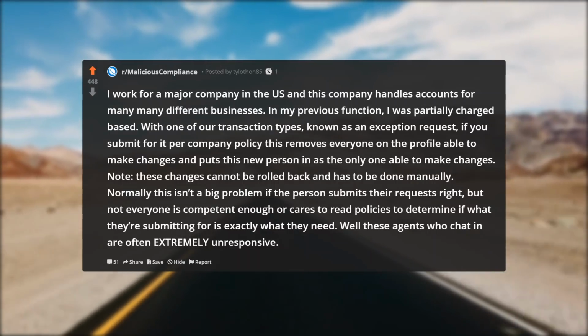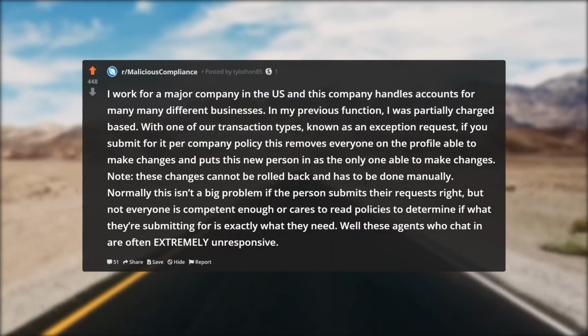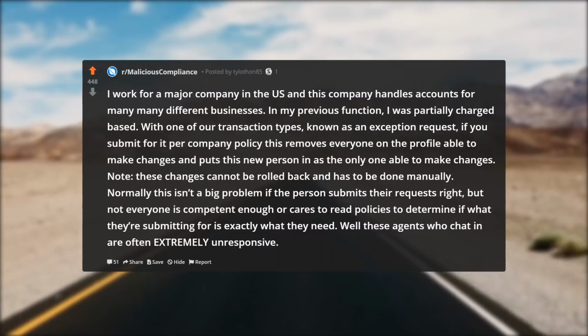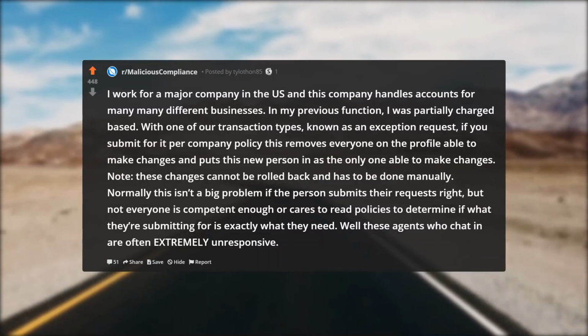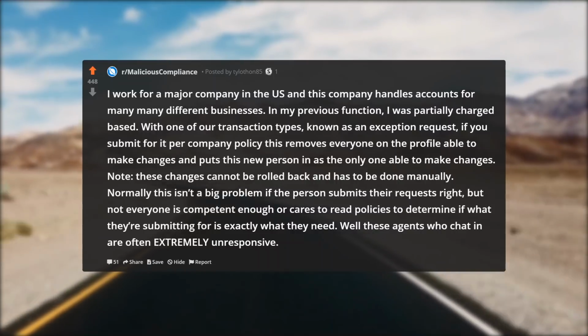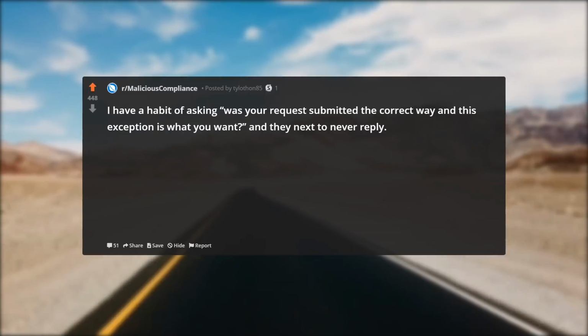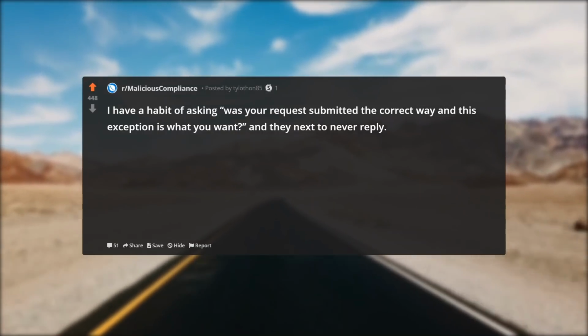Normally this isn't a big problem if the person submits their requests right, but not everyone is competent enough or cares to read policies to determine if what they're submitting for is exactly what they need. Well, these agents who chat in are often extremely unresponsive. I have a habit of asking, was your request submitted the correct way, and this exception is what you want, and they next to never reply.